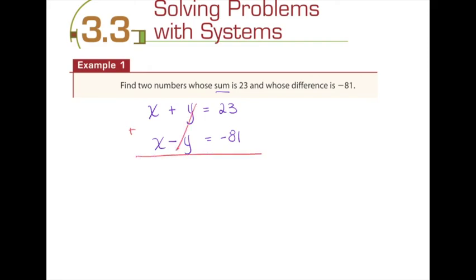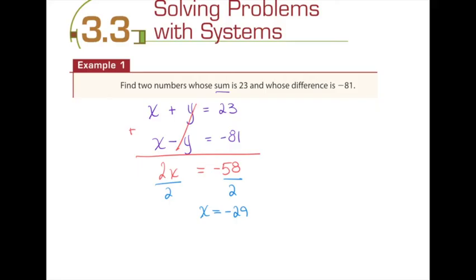And then I have x plus x gives me 2x. Don't forget your equal sign. 23 and negative 81 is negative 58. And then my final step to solve for x is to divide by 2. X equals negative 29. It told me to find two numbers, so I am not done.